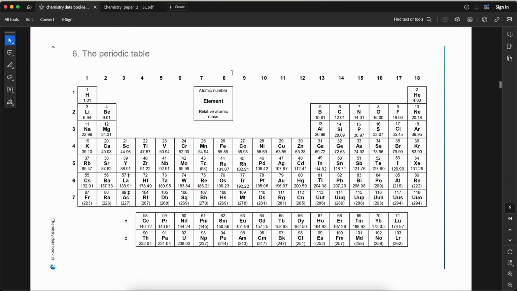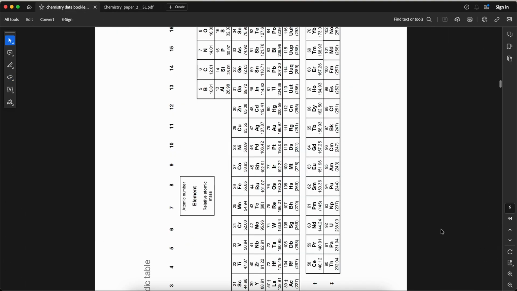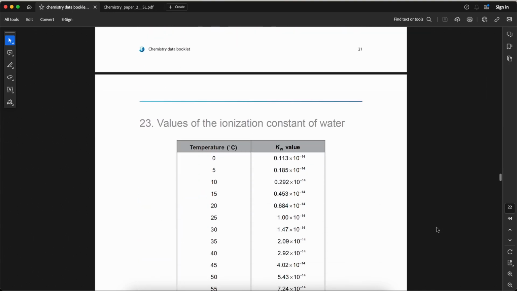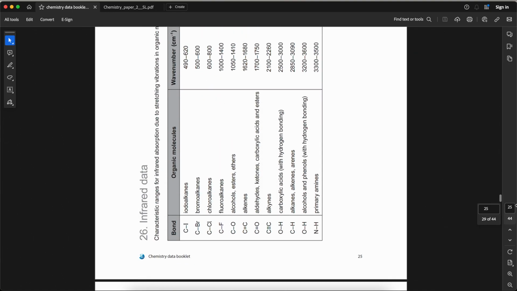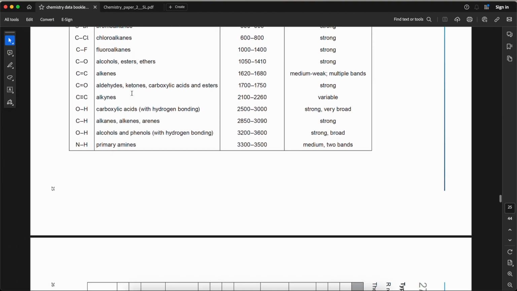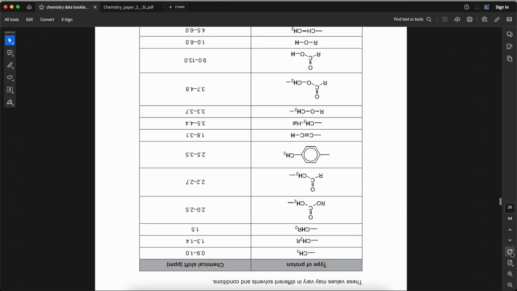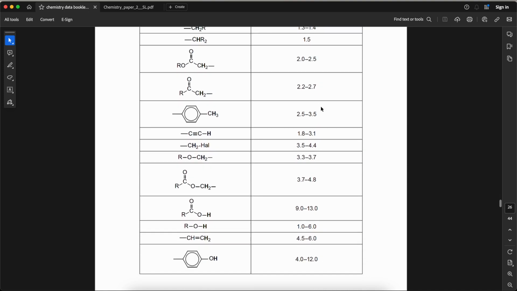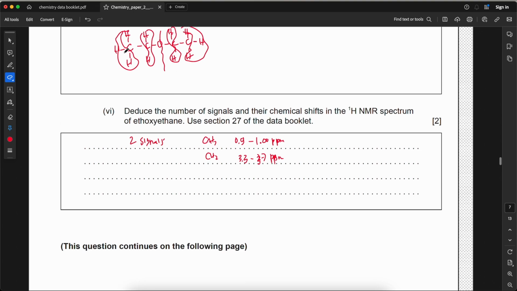Let's check the data booklet, section 27. As you can see here, for CH3 it's 0.9 to 1 ppm, and the CH2 is 3.3 to 3.7 because it is attached to O and alkyl, like the structure O and alkyl.